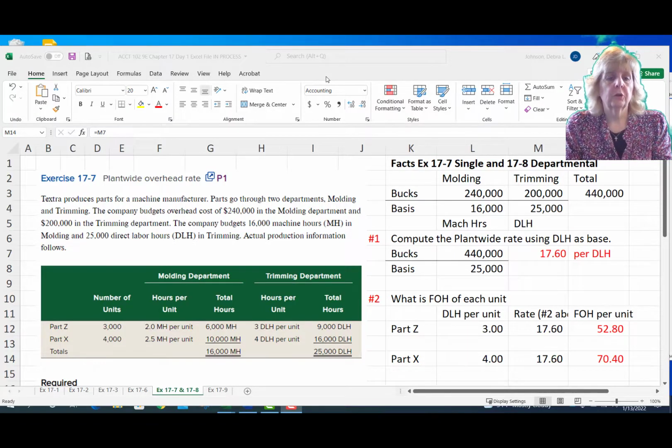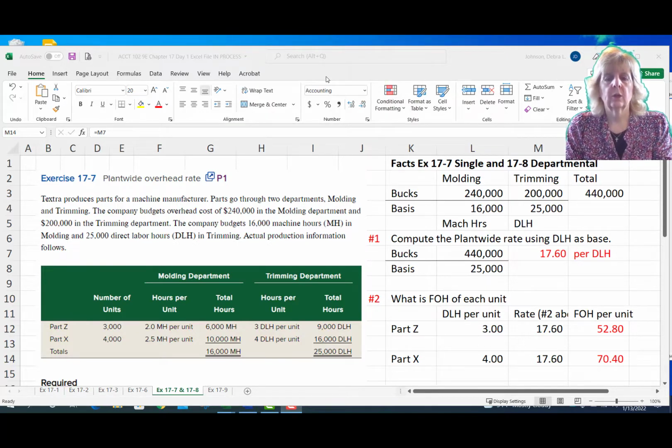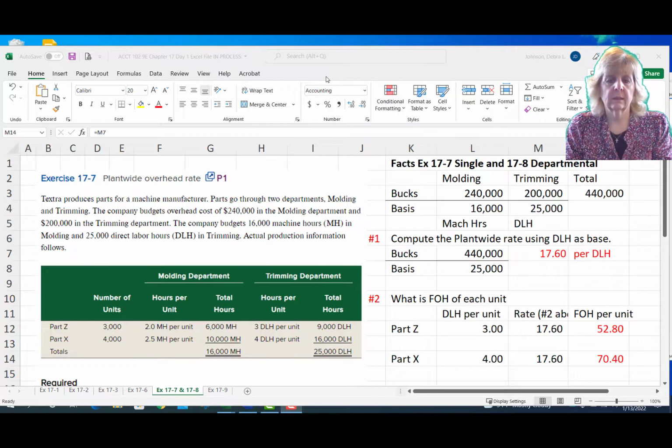You should start to feel comfortable with the single plant-wide basis since we've been working on it for a while. Use this exercise to assess yourself. On 17-7, we're computing a single plant-wide rate by taking the bucks given to us in the problem and dividing by the basis, which was given to us as total direct labor hours. When we took the bucks over basis, we got a rate of $17.60 per direct labor hour.